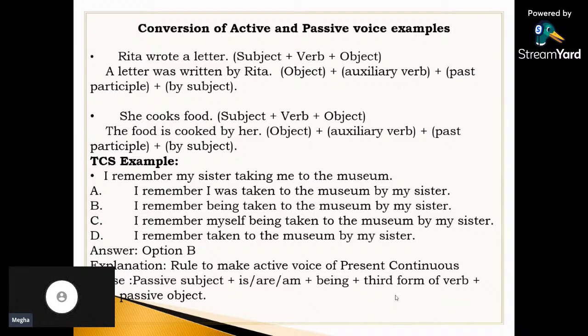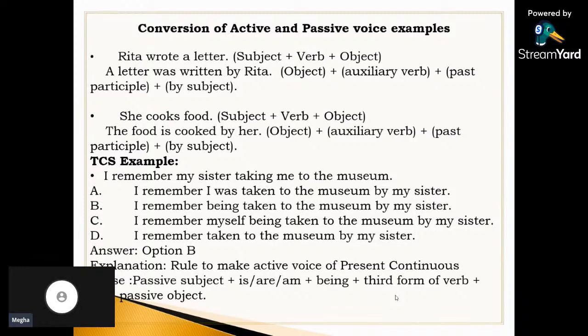She cooks food. The food is cooked by her. So, in the first statement, that is an active voice, the focus is on the subject, correct? The main focus is on the subject, not the action. In the second statement, which is the passive voice, the focus is on the action, not on the subject. And you can even say the verb has been changed to the past participle.